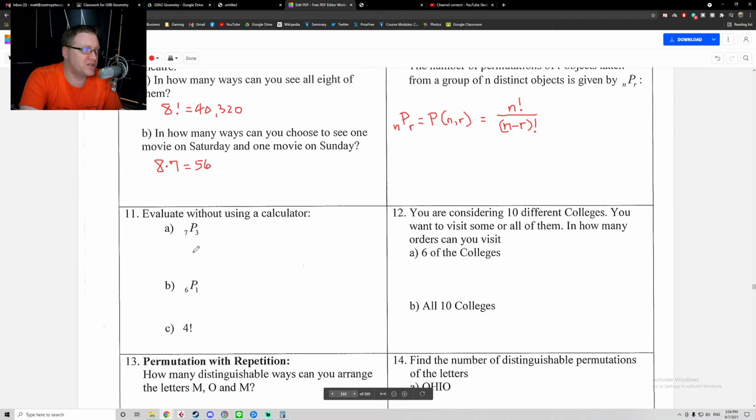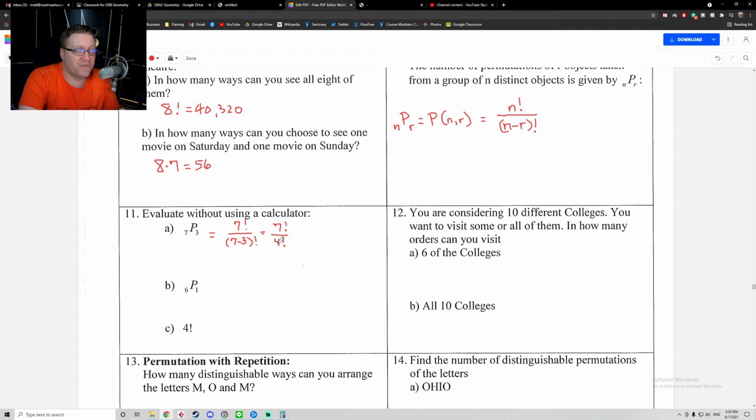So these are just some examples of using our calculators to figure out permutations. Actually, this one wants us to do it without a calculator. So how do we do this? Well, this is P(n, r), so n is 7, r is 3. On the top, we're going to have n factorial, which is 7 factorial. On the bottom, we're going to have 7 minus 3, because that's n minus r, factorial. So that's 7 factorial over 4 factorial, because 7 minus 3 is 4.